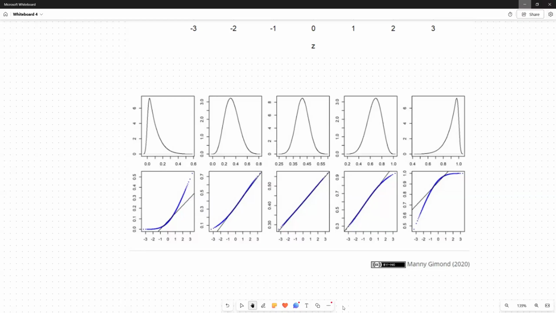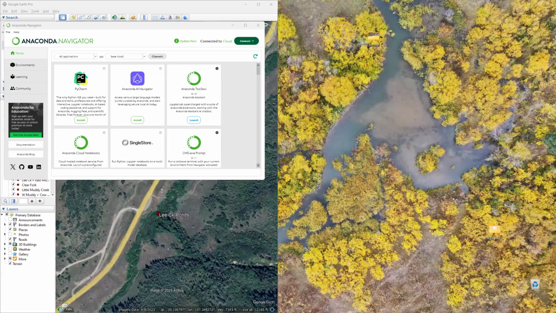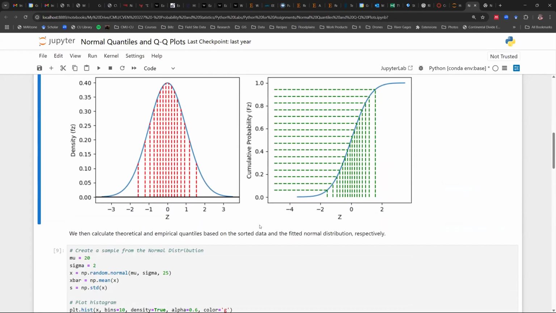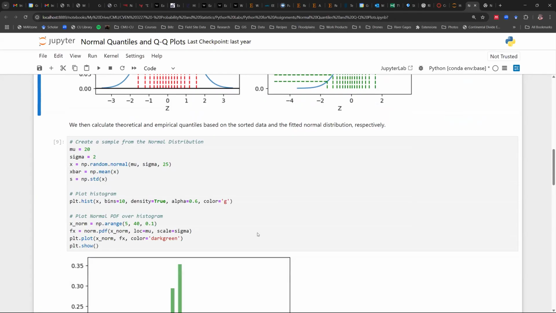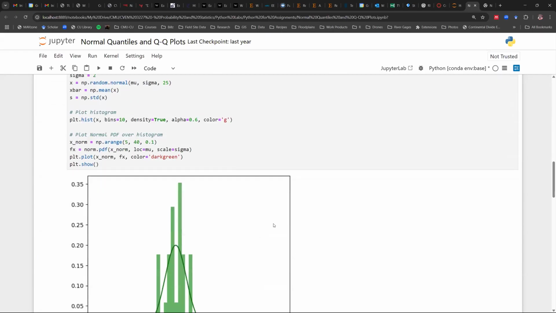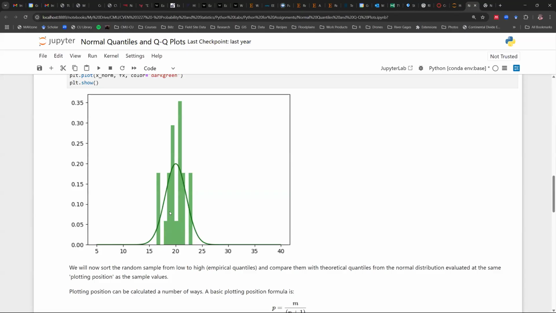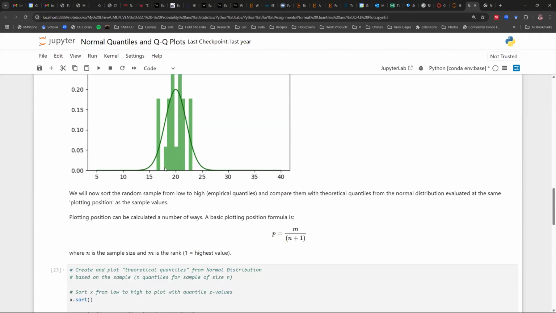So let's jump over to Python. And I'm sharing Python code with you all that walks you through this process. All right, so we're going to look at first just a sample from a normal distribution. And that green curve represents the normal distribution, and then the histogram represents that sample. Okay, so if you didn't know it came from a normal distribution, you might not say it's normally distributed. But let's make a QQ plot and see.